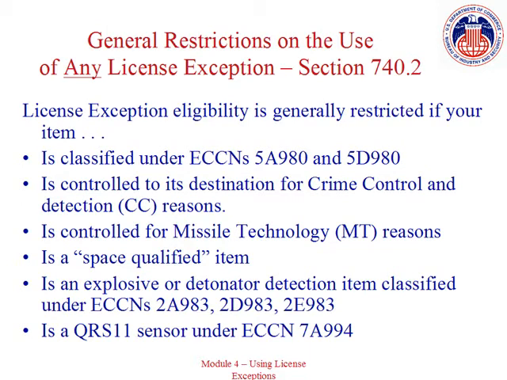There are general restrictions that apply to all license exceptions. This slide indicates some of these restrictions. Before reviewing the terms and conditions of a particular license exception, you should first review the general restrictions described in detail in Section 740, Part 2 of the EAR to be sure that none apply to your transaction. If one or more restrictions do apply, then your transaction is generally ineligible for a license exception and you must either obtain an export license or refrain from the transaction.